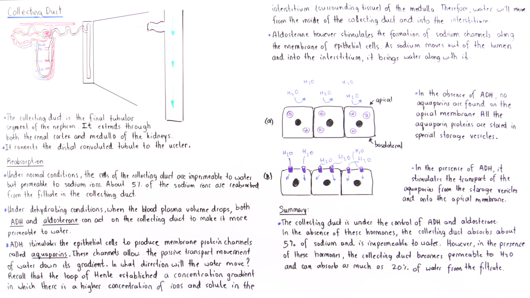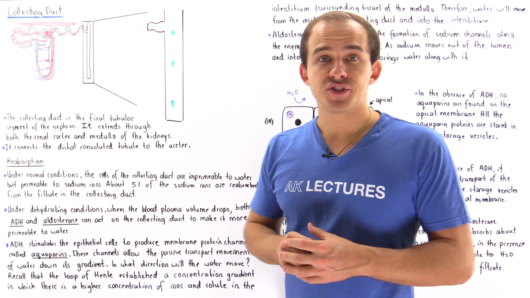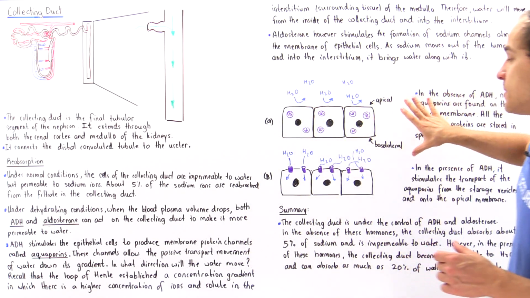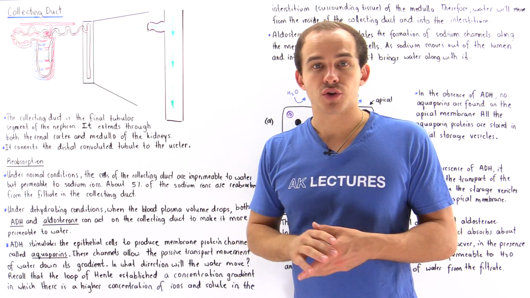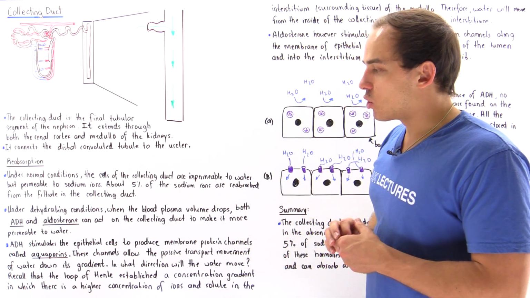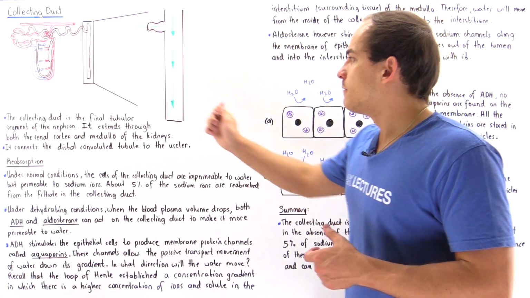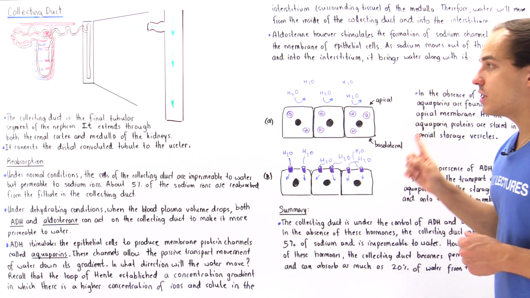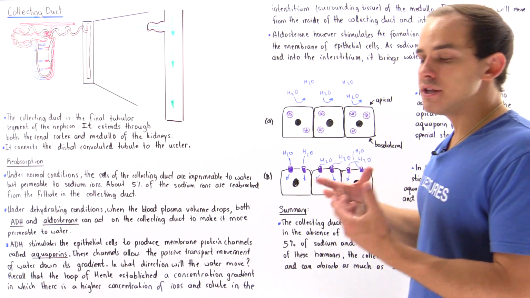Now, the next question is, what exactly is the function of aldosterone? So we saw that ADH is responsible for producing these aquaporins, and we'll discuss that in more detail in just a moment. But what exactly is the function of aldosterone? Well, aldosterone doesn't actually directly increase the flow of water from our collecting duct. What it does is it stimulates the production of sodium channels on the apical side of our epithelial cells.